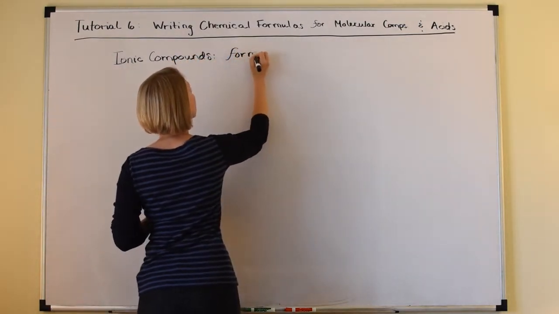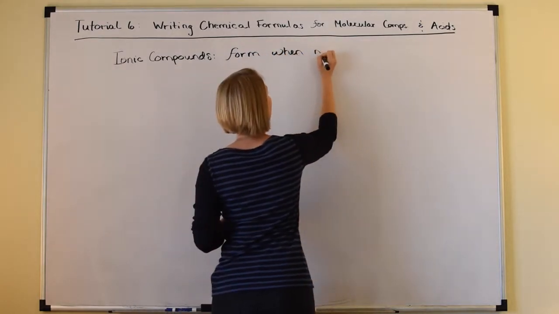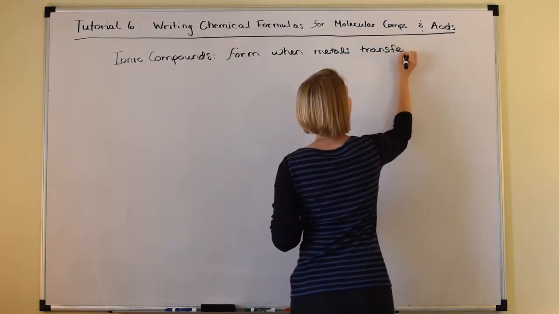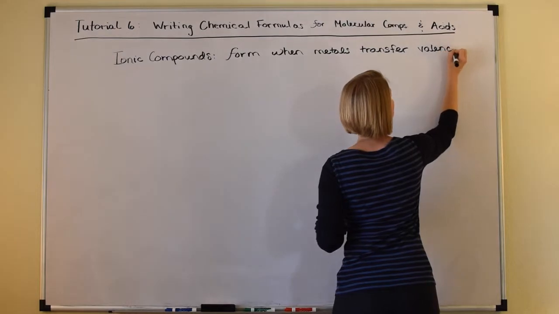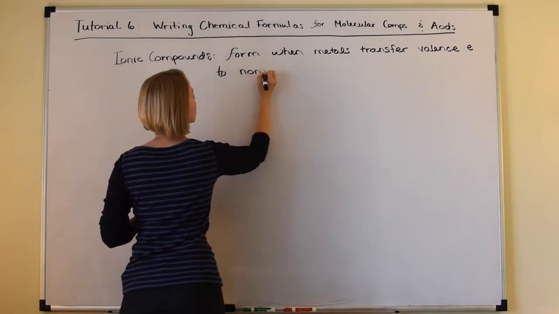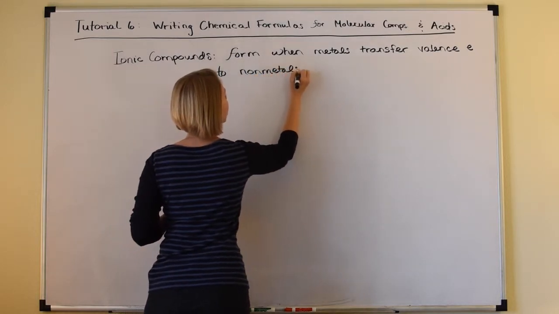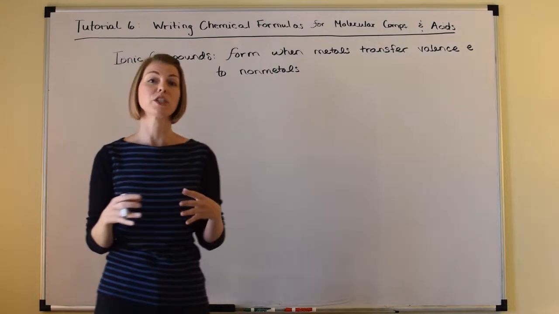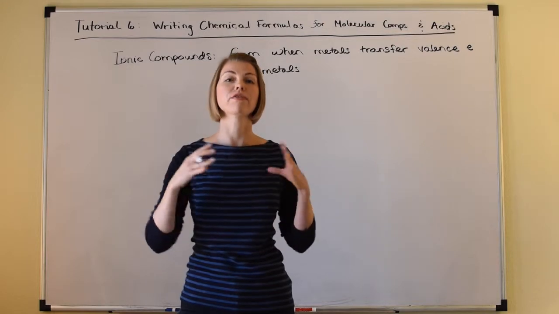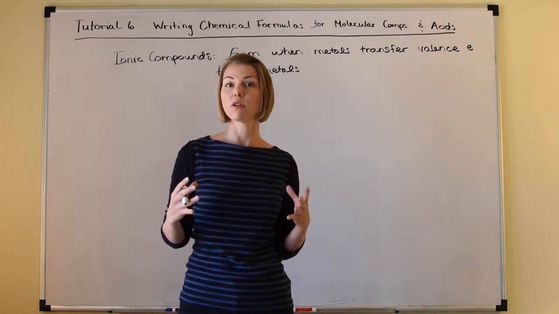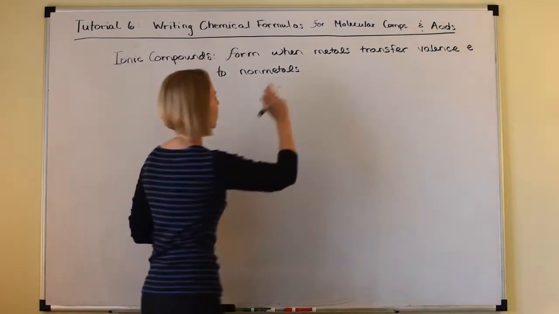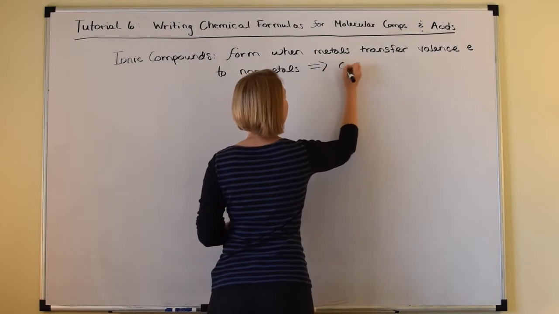form when metals transfer their valence electrons, I'm just going to write E for electrons, to nonmetals. And remember, the overall goal of the atoms is to achieve octet, that stable noble gas electron configuration with a full valence shell of electrons, full with 2 in the S and 6 in the P, for a total of 8, octet. Okay, so I'm going to write here just an arrow, octet.